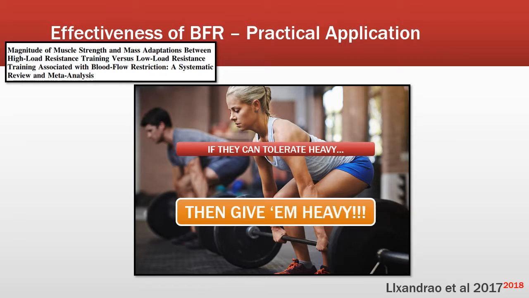That being said, it can be used as an adjunct for athletes. Again, I allude to the fact that because of the metabolic stress rather than the mechanical stress of the muscle, there's less tissue breakdown, thus shorter recovery times. So when in season and needing to sustain or plateau performance for strength and hypertrophy, BFR can be used as an adjunct in combination with high load resistance training. But consistently, if they can tolerate heavy, give them heavy.